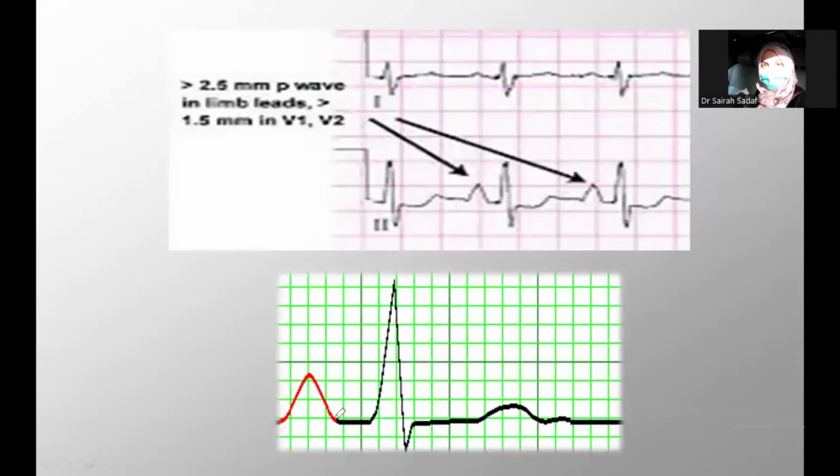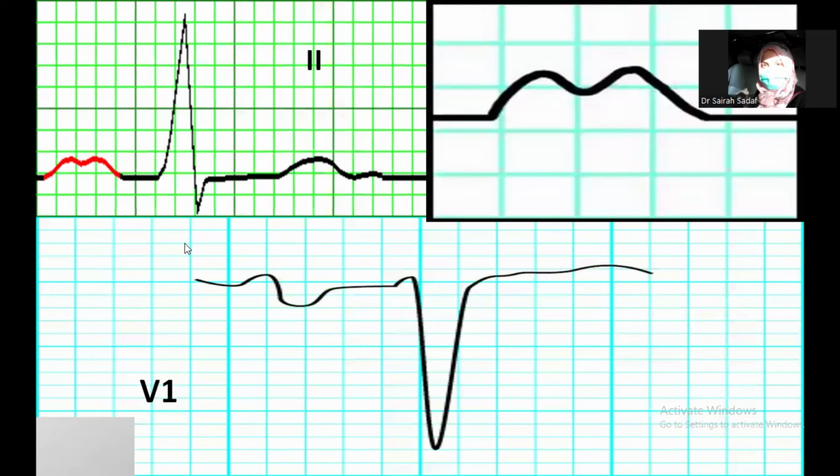This, as you can see, is a tall P wave. It is more than 2.5 small squares. We call it P pulmonale. As the name indicates, P pulmonale. Can anyone tell me what it will tell you? Pulmonary pathology. Very good. All right. Now this is P mitral. Can anyone tell me what that means? P mitral? Mitral valve, or a cardiac problem, left side of the heart.